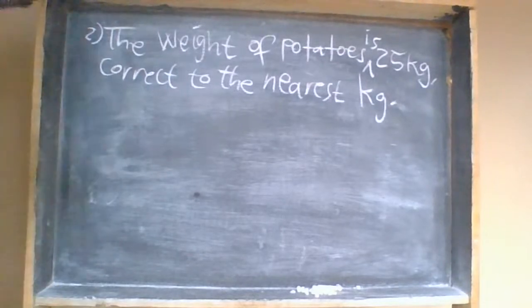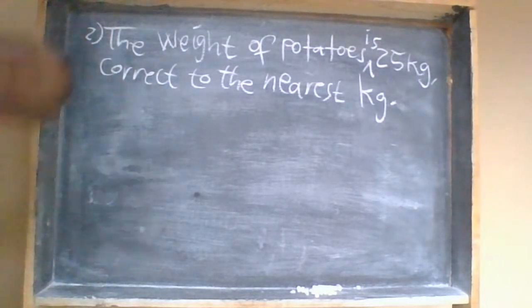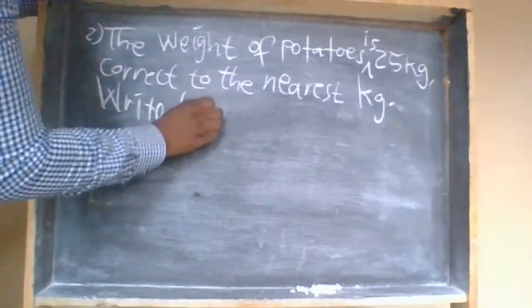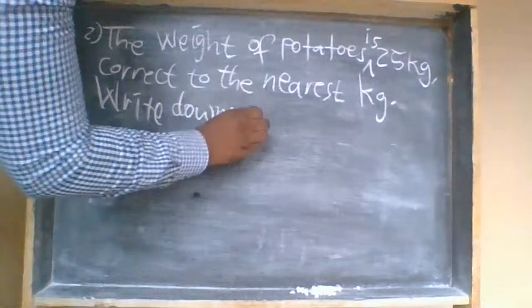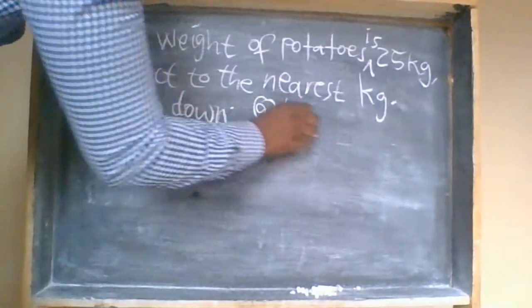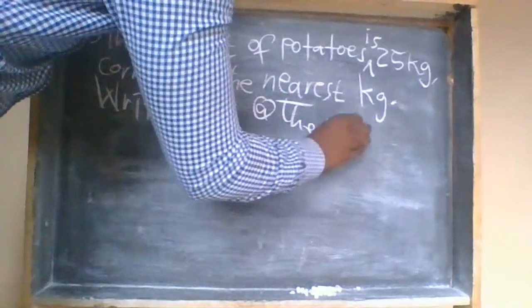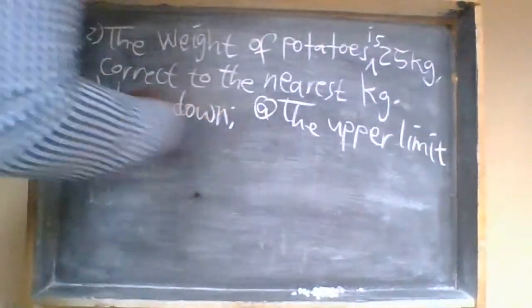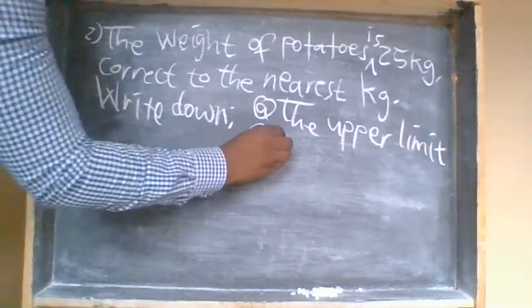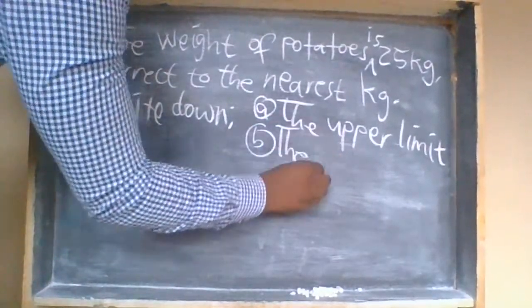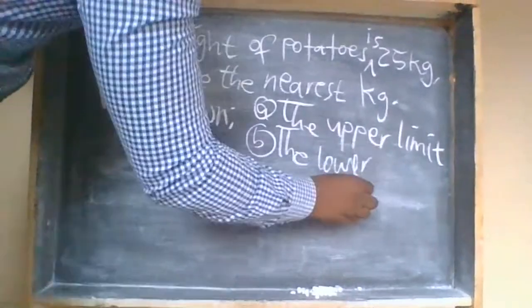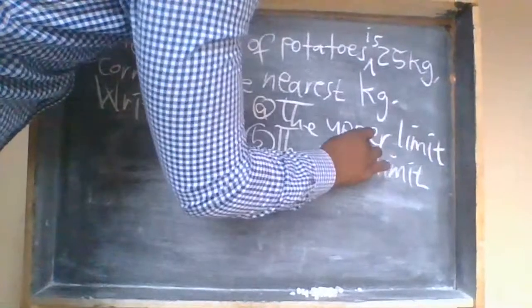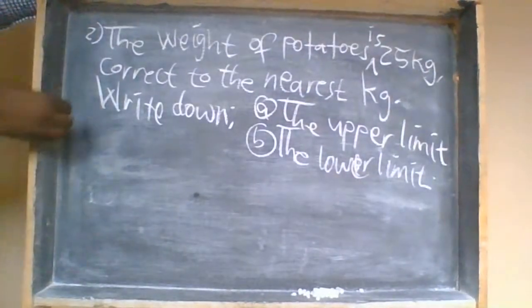Okay, write down A, the upper limit, or rather bound. B, write down the lower limit or bound. The solutions now.